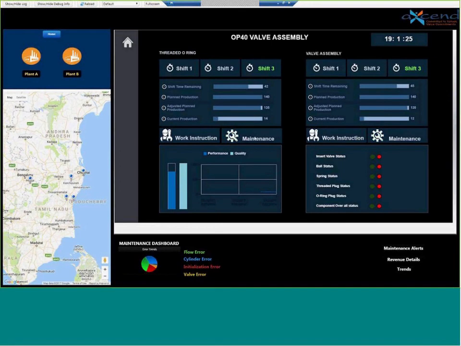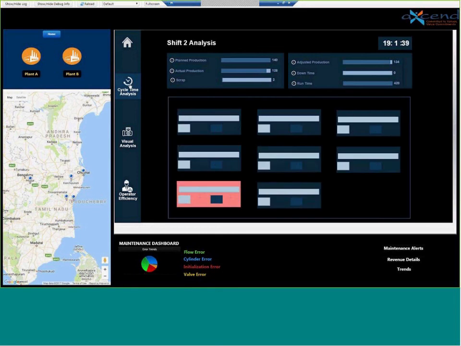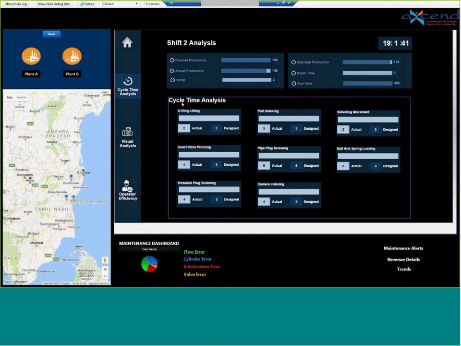So now, as probably a head of maintenance, I want to look at some historical data as well. So I'm looking at the previous shift. This screen gives me a very high-level analysis of the parameters of that particular shift. But I can specifically get into details, like the cycle time. Here, it gives me the cycle time analysis of all the eight operation sequences that need to happen in that particular station.